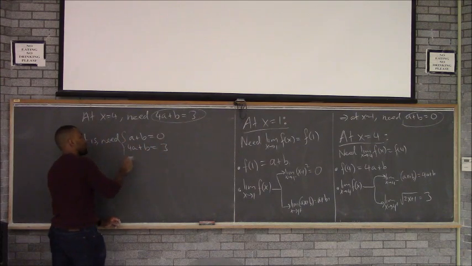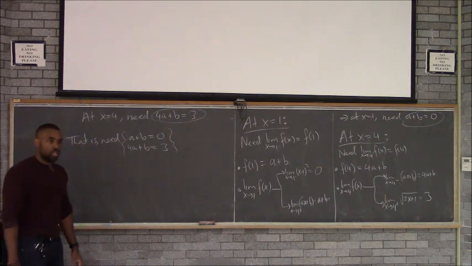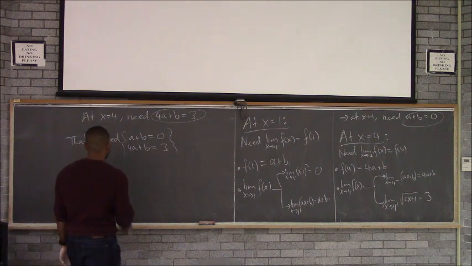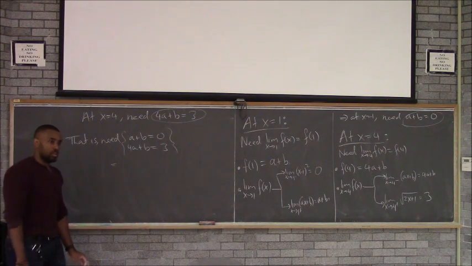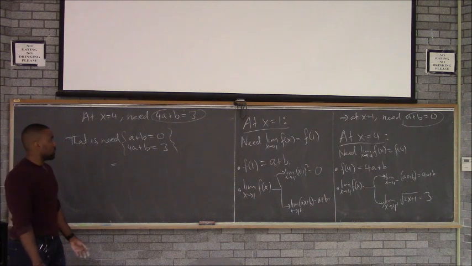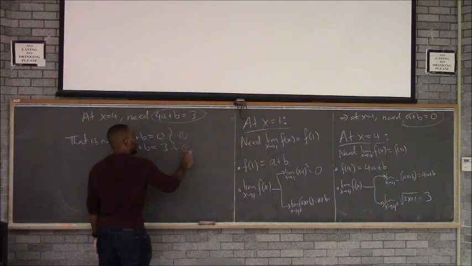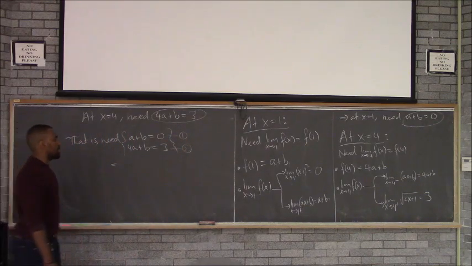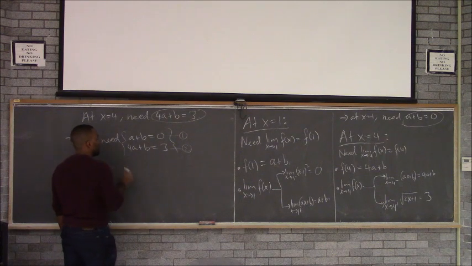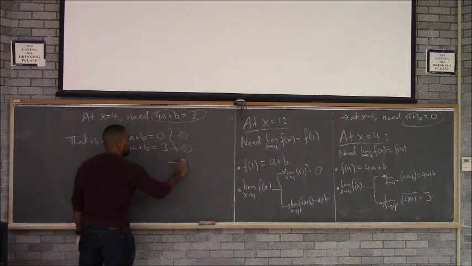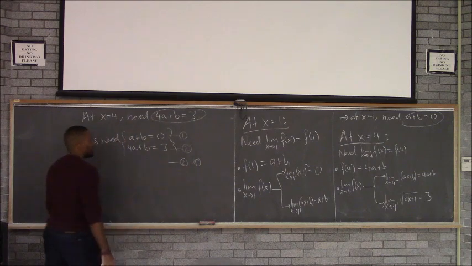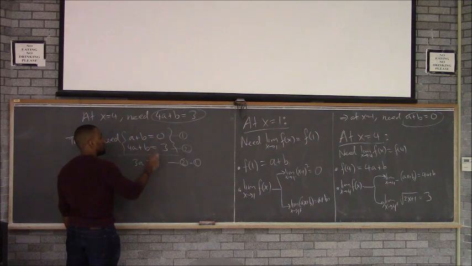This is a system of linear equations. We can solve this for a and b. How would you do this? Subtract what from what? This is equation 1, that's equation 2. It doesn't really matter, but let's say I'm going to take 2 minus 1. That is going to give me 4a minus a, b minus b, 0, 3 minus 0, 3.